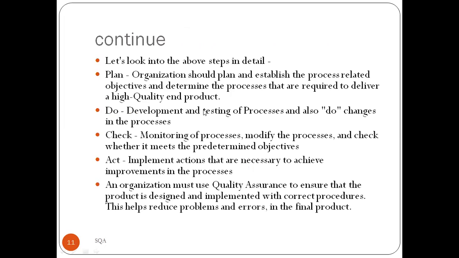Plan, do, check, act. Okay, plan. First phase is plan. In this phase, organization must plan and express a process related to objective and determine the process that is required to deliver a high quality product. If a product is not according to user requirement or user expectation, then product will not be successful, it will be rejected. So that's why organization must plan, should plan.